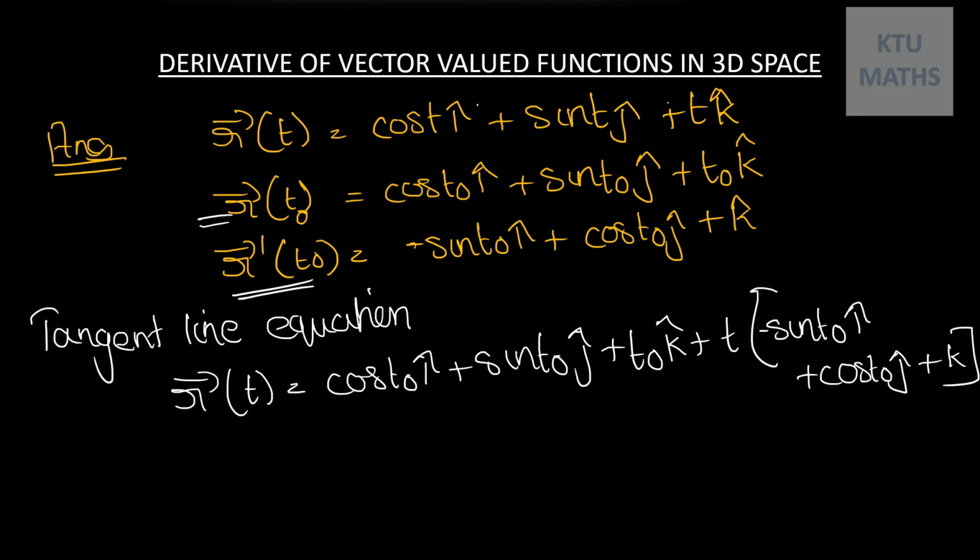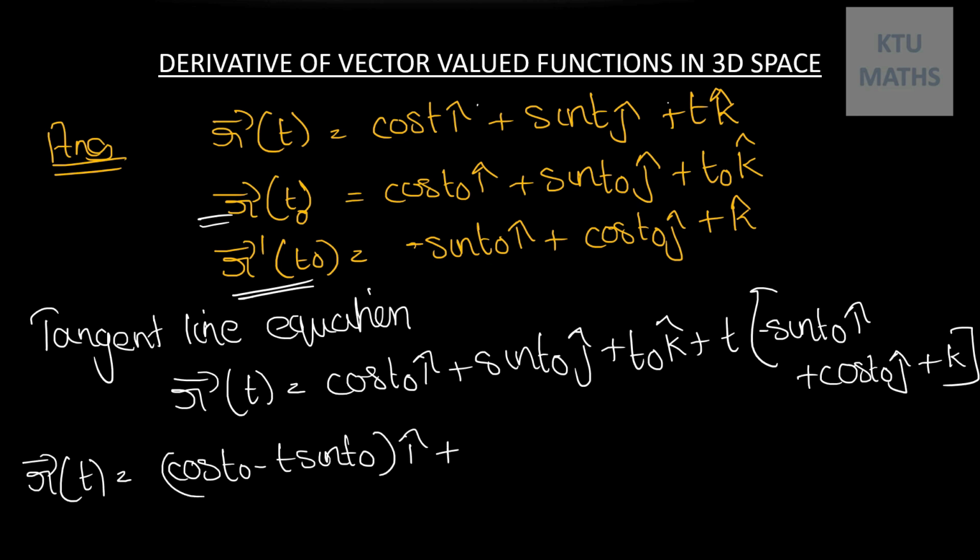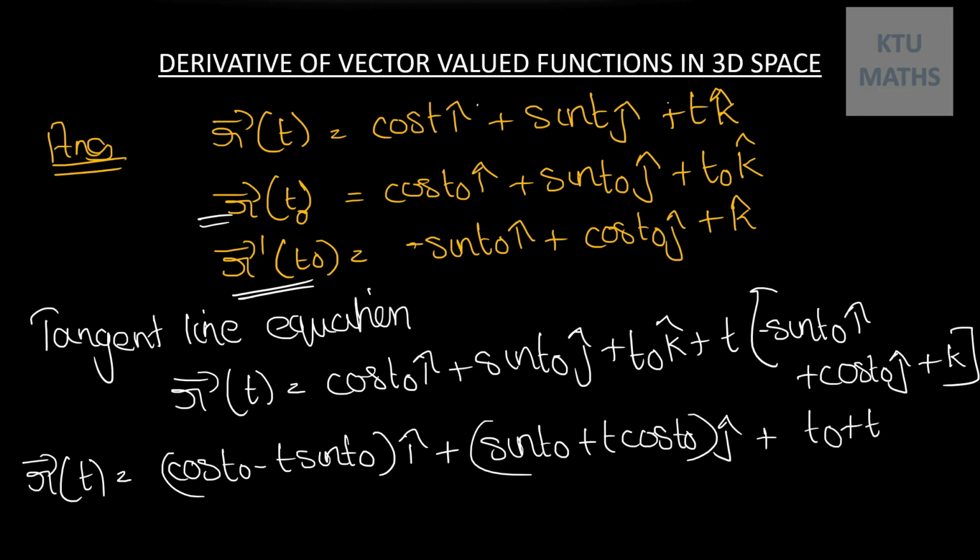We will simplify this answer now. r(t) is equal to (cos t0 minus t sin t0) i plus (sin t0 plus t cos t0) j plus (t0 plus t) k, and this will be the equation of the tangent line.